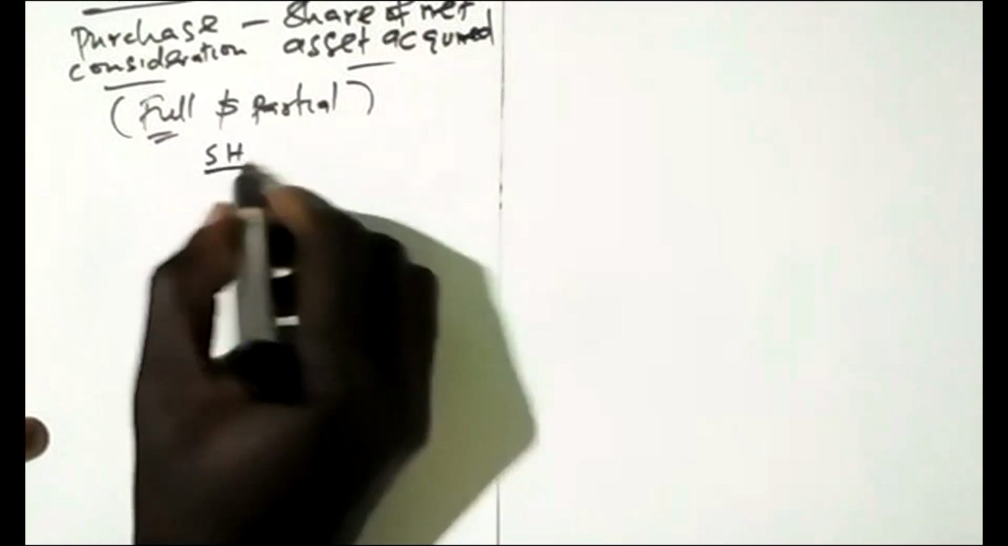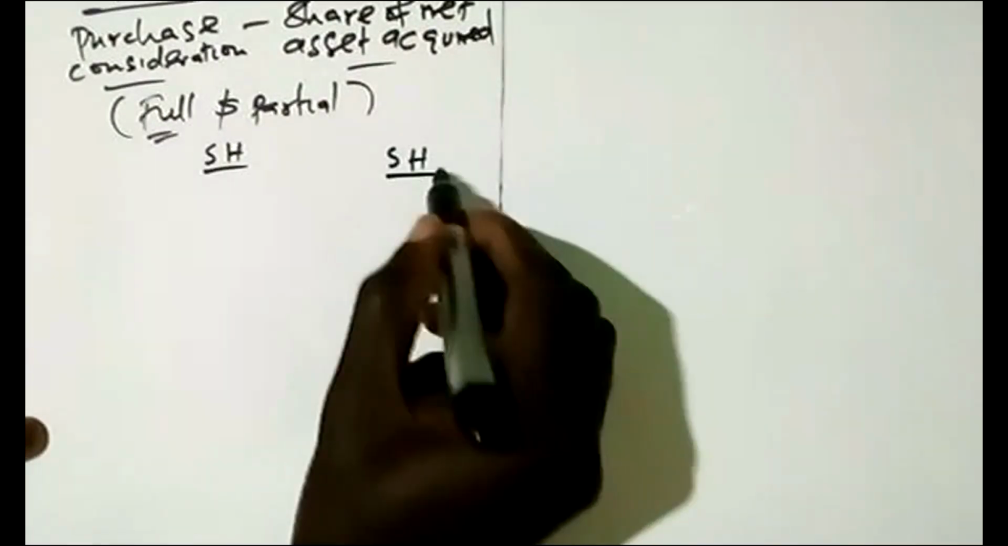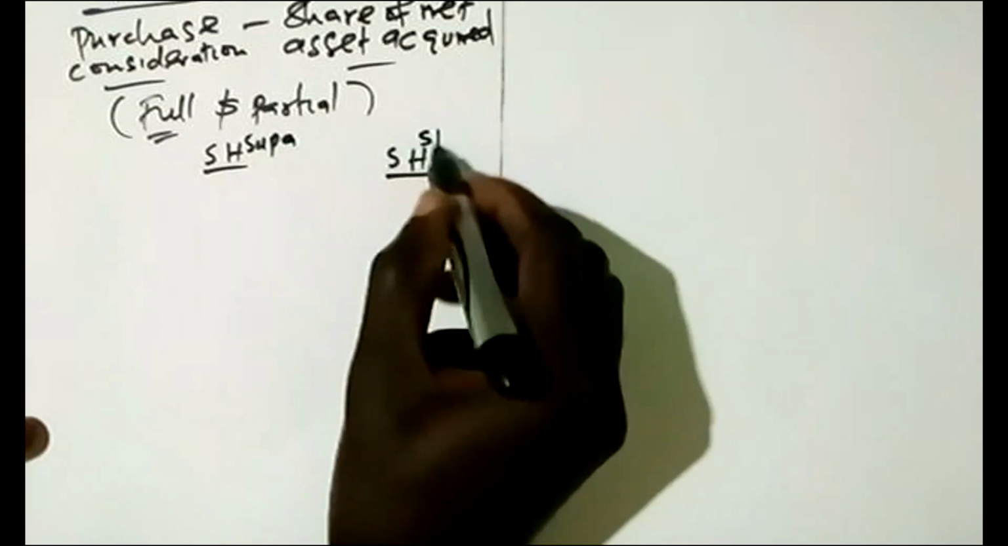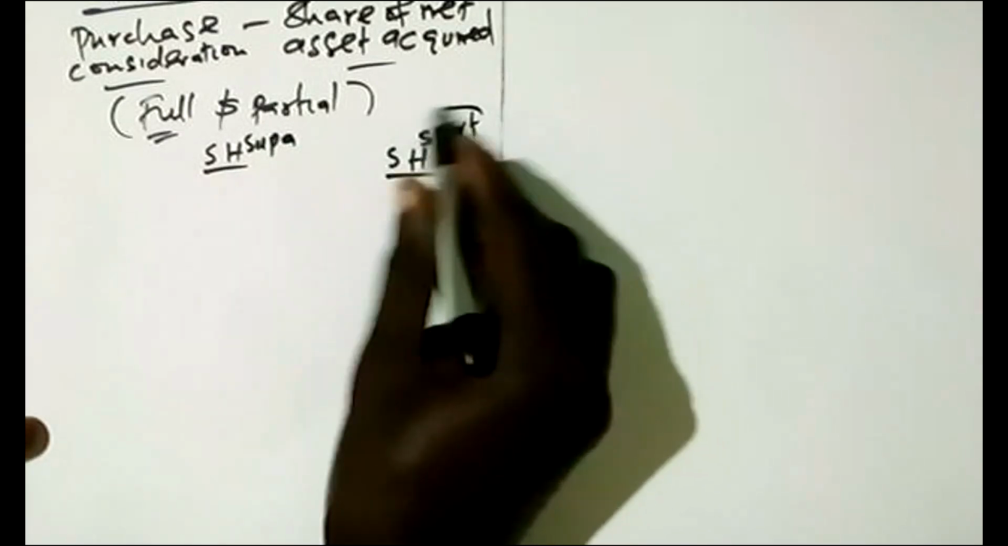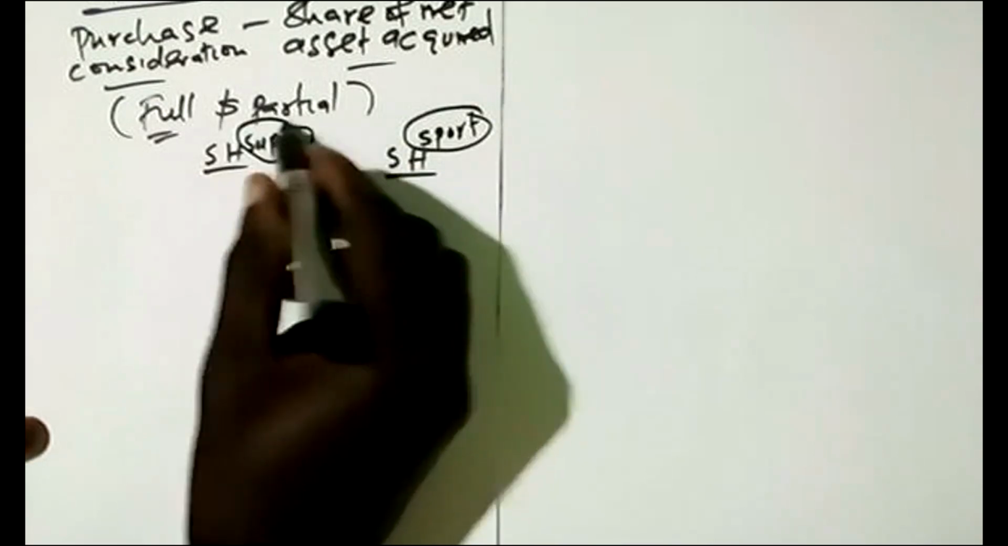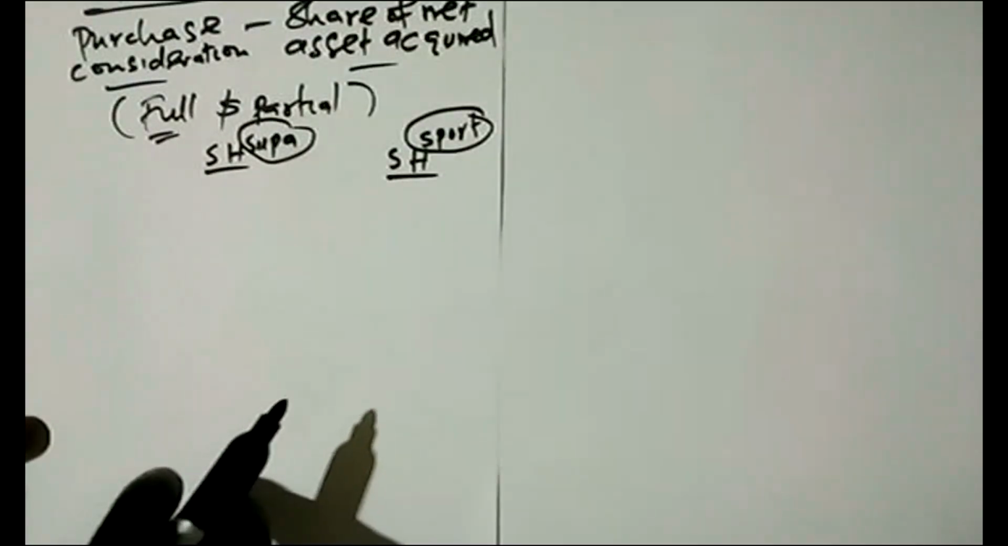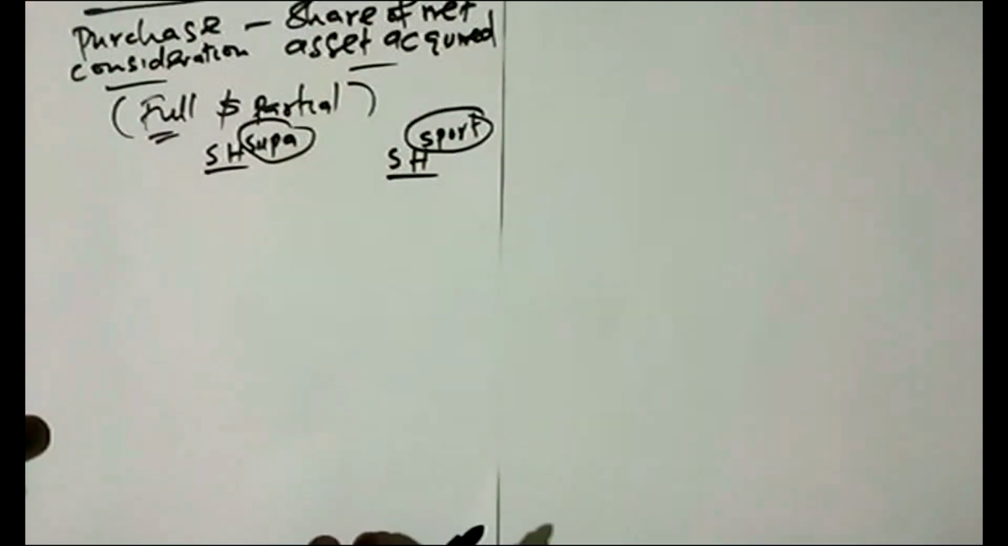So I will write shillings. So I'm doing the goodwill of Super, one column for Sport. At the same time, I could have computed them separately, but to avoid wasting time, we can do both of them at the same time. But remember, we are using the partial method for Super and the partial method for Sport.